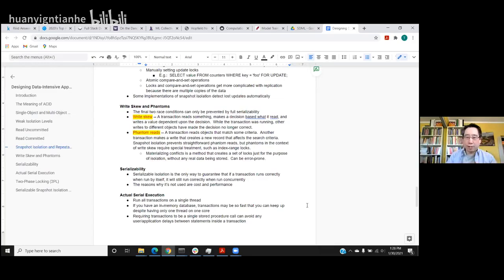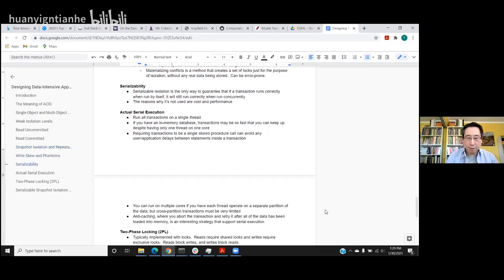There is no way to solve for all possible forms of write skew unless you have serializability. And serializability, again, is where if you took the transactions, you don't need to actually calculate what it is, but you can prove that there exists some ordering of those transactions where if they happened one at a time, then the results would be the same as what you actually got when they were running concurrently.